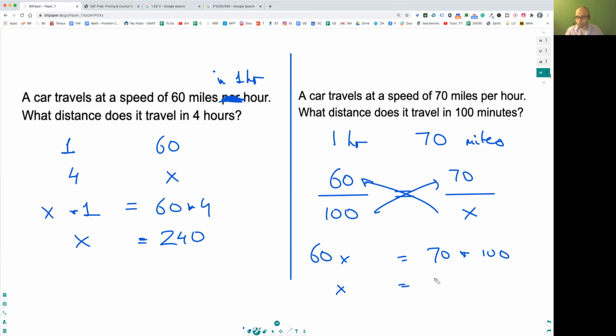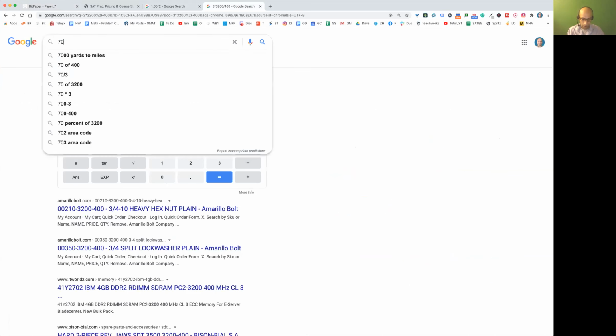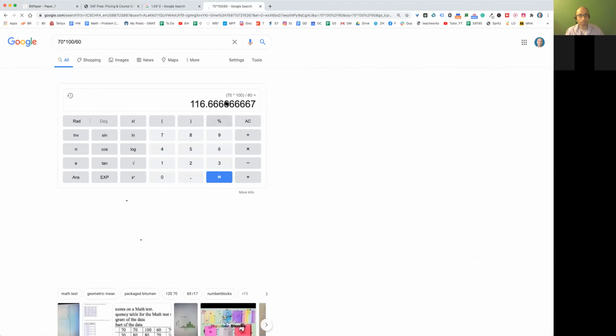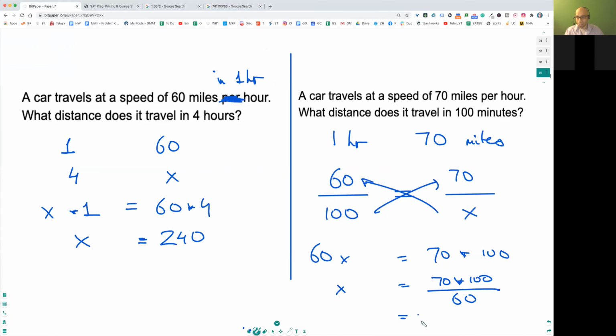So this cancels out. So x is equal to 70 over 60. 70 times 100 over 60. So let's try to calculate what that answer is. 70 times 100 over 60, right? So 70 times... 116.67, right? So that's the answer.